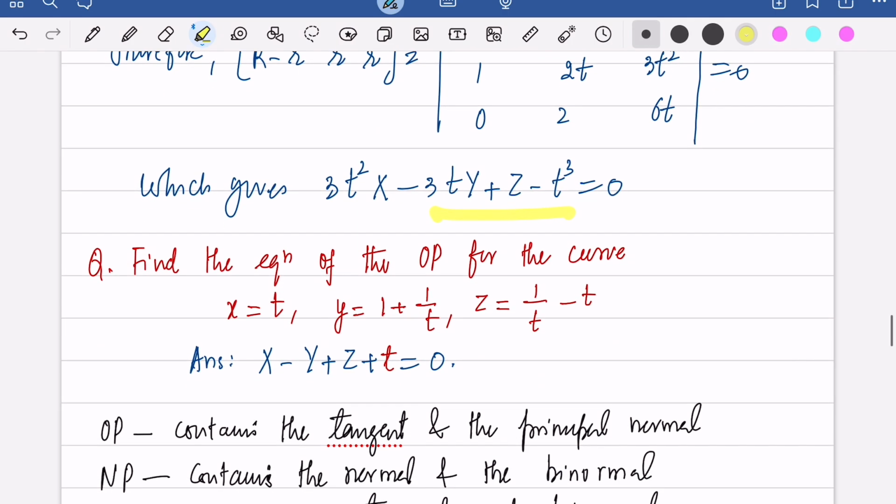And finally, we had asked this question here that you would have practiced yourself, but the answer here is x minus y plus z plus t equal to 0. But instead of t here, I had written 1 in place of this t.